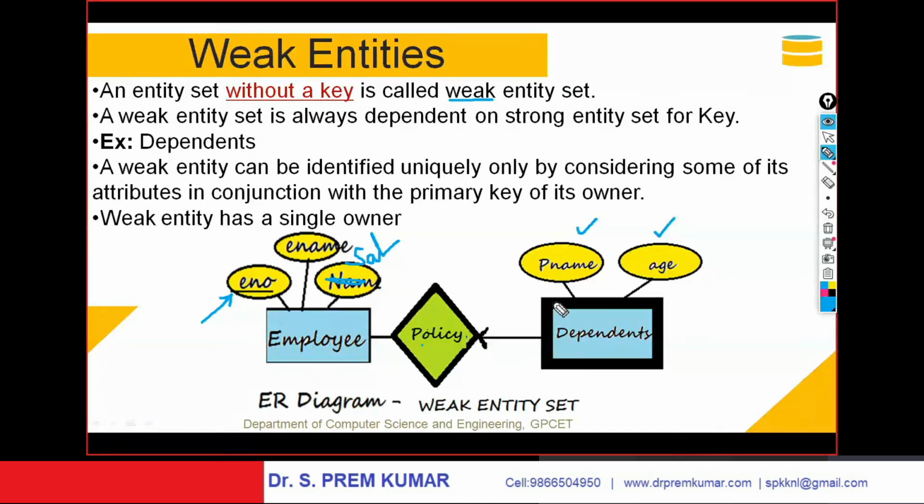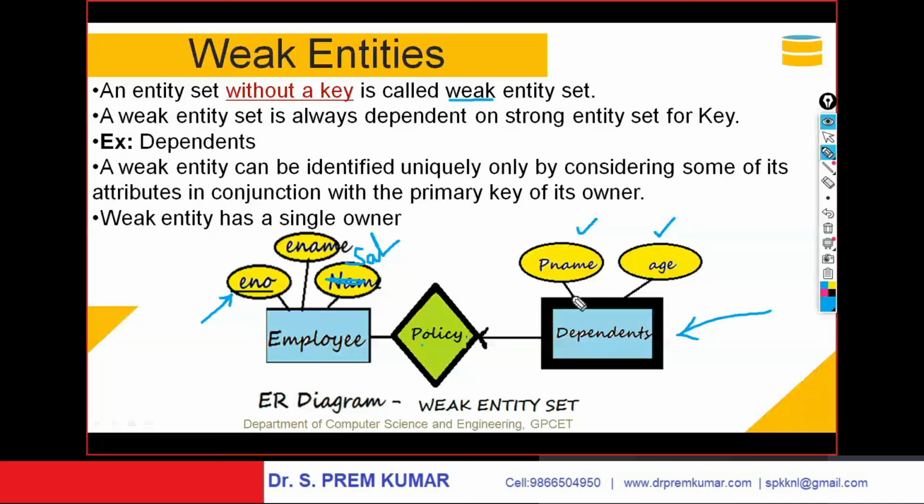I am not giving any dependent number here. Now, dependent name is stored, age is stored, but dependent number is not given. So this does not have any primary key, and hence it is called a weak entity set. The dependent is a weak entity set because they don't have any key. Employee has a key, so this is called a strong entity set. Employee is a strong entity set and dependent doesn't have a key, and hence it is a weak entity set.